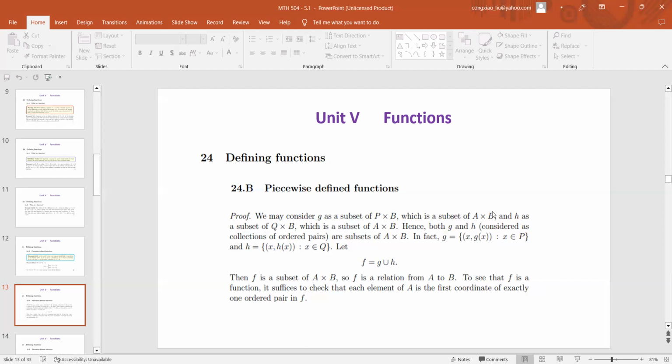Similarly, h is a subset of Q cross B. Remember, h is defined from Q to B, and this is also a subset of A cross B because Q is a subset of A.